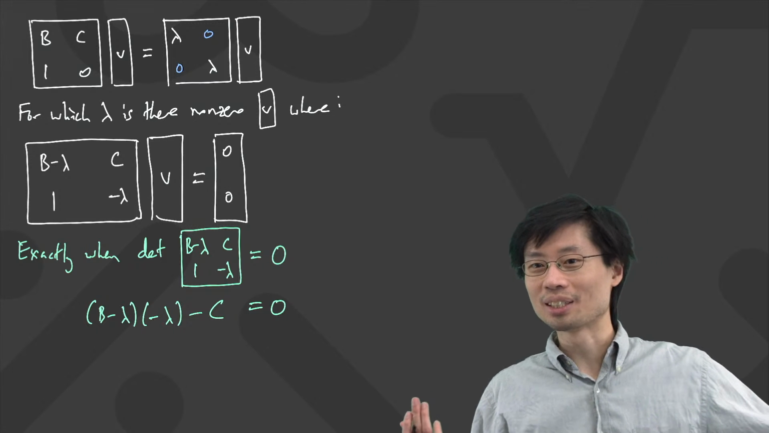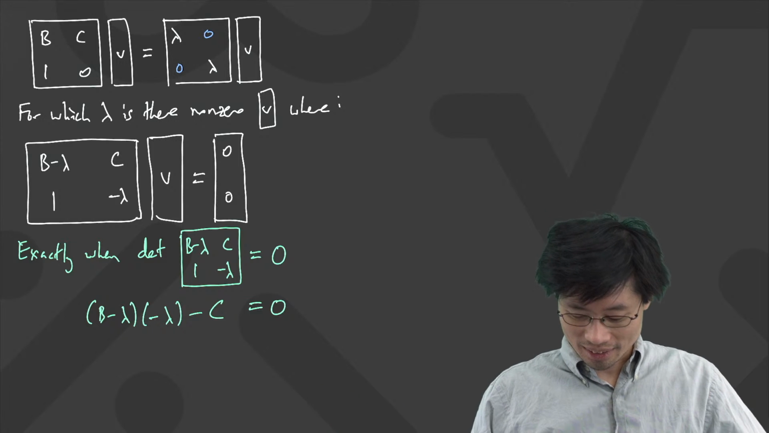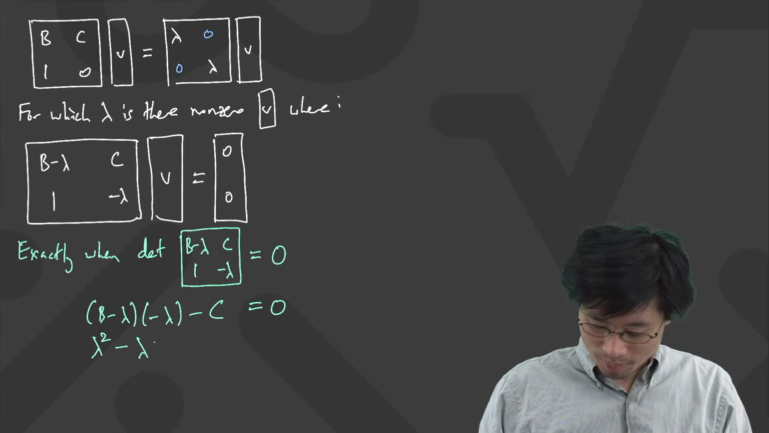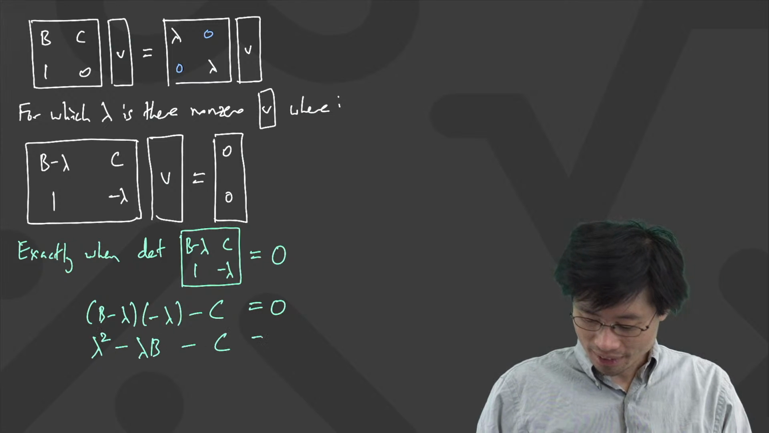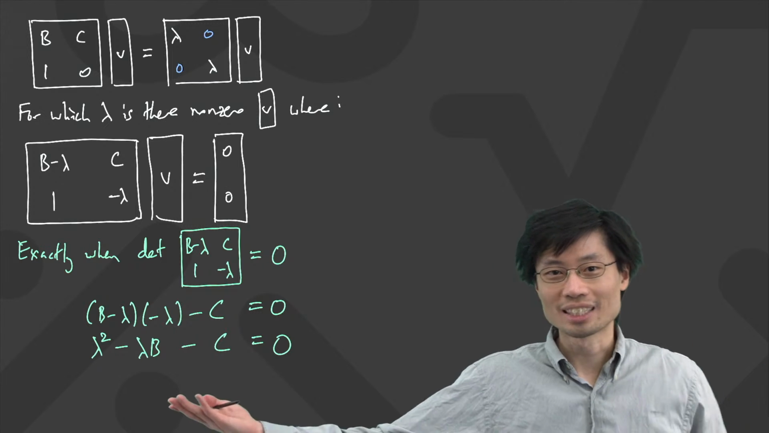Well, this is a quadratic equation now. So I guess we should just rearrange what we've got. And if I see what happens, I'm going to rearrange it into lambda squared minus lambda b minus c equals 0. Okay, so that's kind of satisfying.